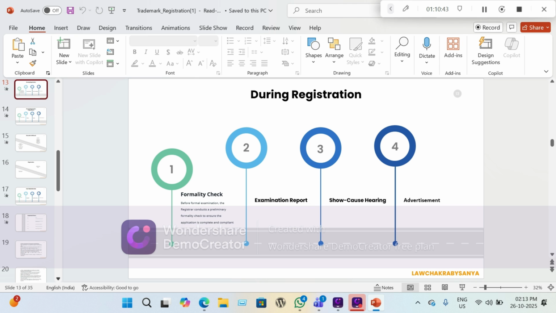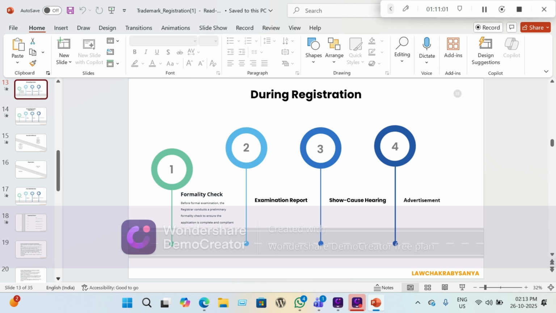If they're not in order, you'll get a formality check fail, in which they will give you a show cause hearing, ideally, or they will give you some time to file a reply. They'll say, okay, you file a reply within 30 days, or you give us this document within 30 days, and we'll then process your application accordingly.